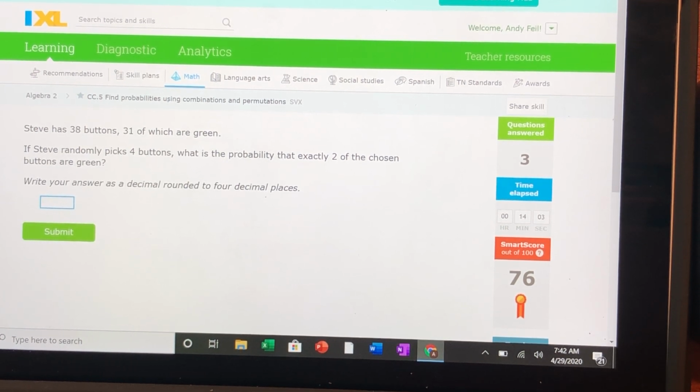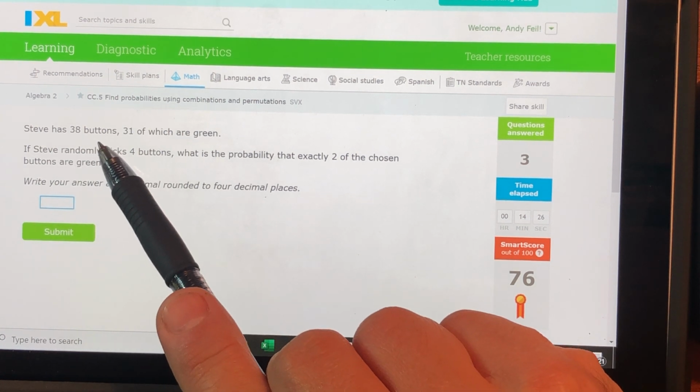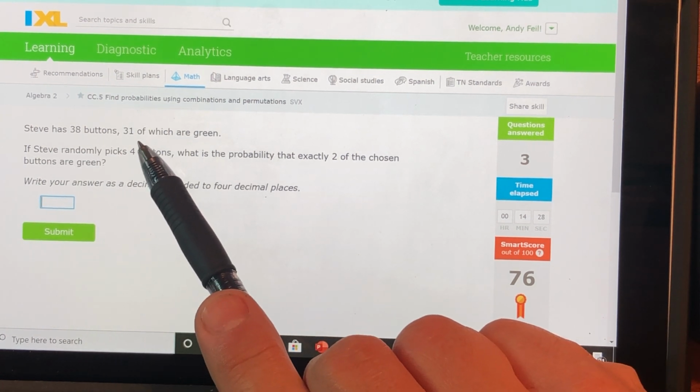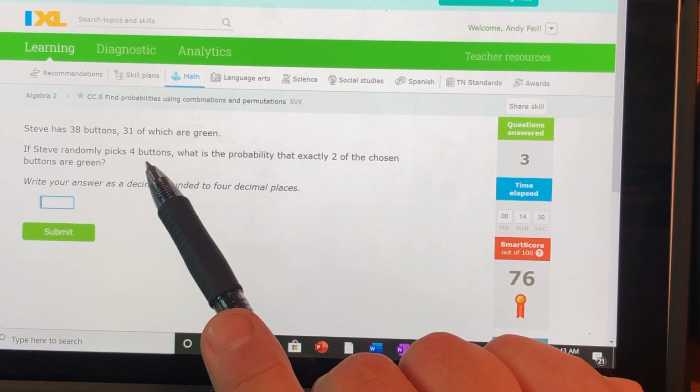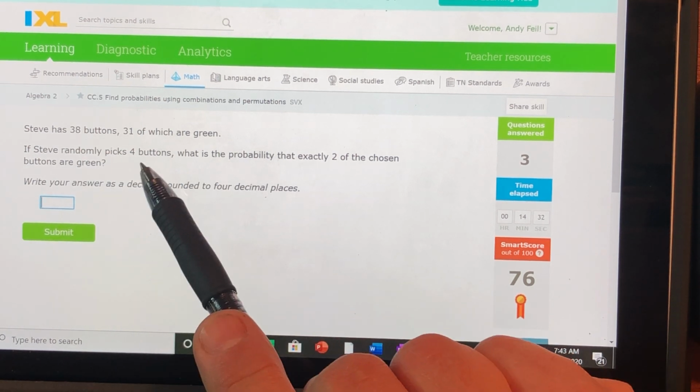Okay. Well, what do you think about permutations or combinations? Does it make any difference what order these are in? I don't think so. I think this is going to be another problem where we're going to use combinations. So Steve randomly picks 4 buttons. How many buttons does he have to choose from? He has 38 buttons to choose from, 31 of which are green. So he's going to choose 4 of them. So it looks like 38 choose 4.